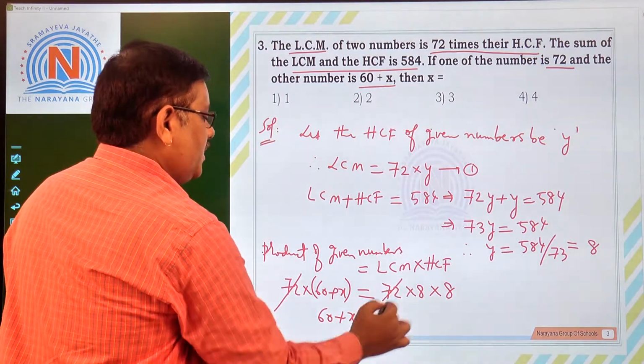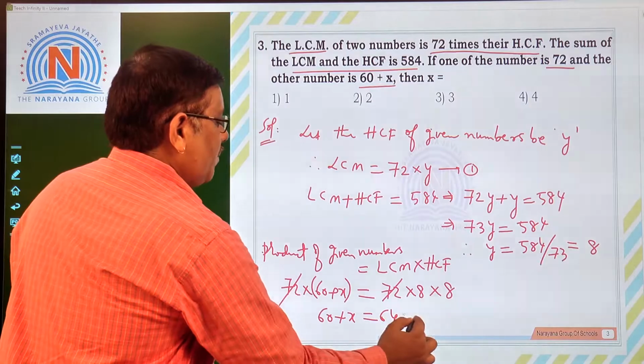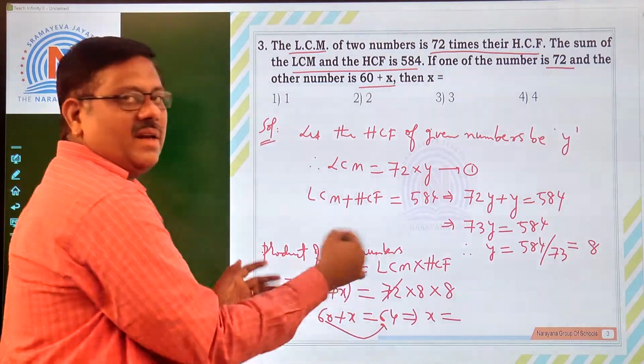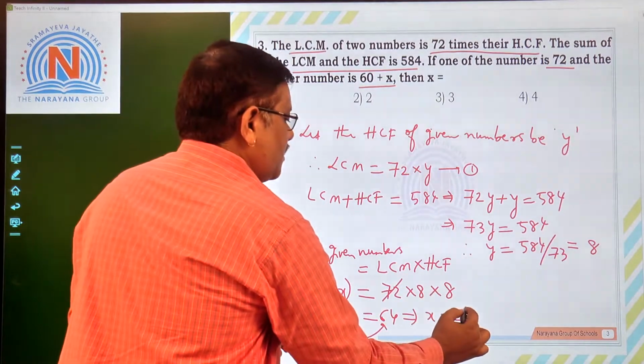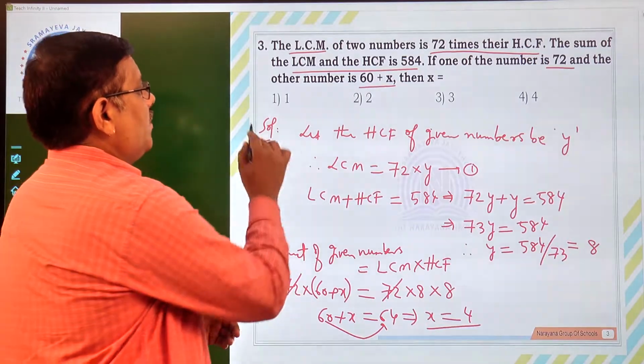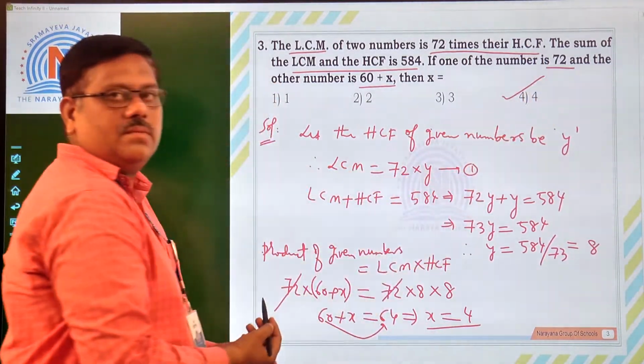That is going to be 8 eights are 64. That implies x is equal to, if you transpose this 60 to the other side, it will be minus 60. So 64 minus 60 is going to be 4. So the value of x is 4. Out of the given 4 options, the fourth option is the right answer.